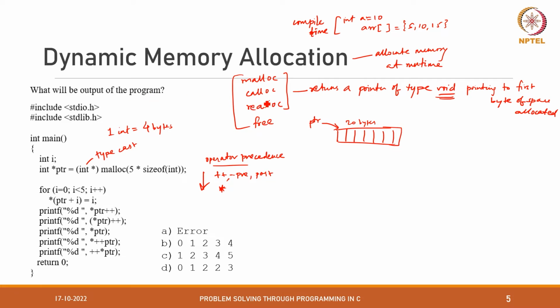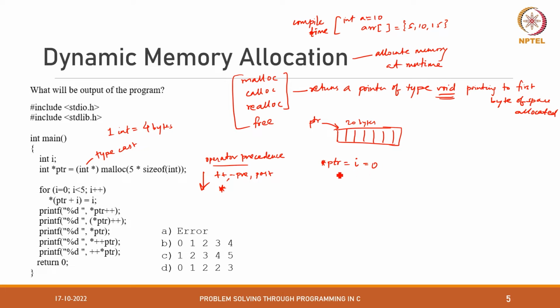So let's see this one by one. What exactly is being stored here? Star in braces ptr plus i equal to i. What happens when i is equal to 0? I'm basically saying star ptr is equal to i, and i is 0. So star ptr means the first element. It is 20 bytes, and we change it to an integer type pointer, which basically means that it can store 5 integers.